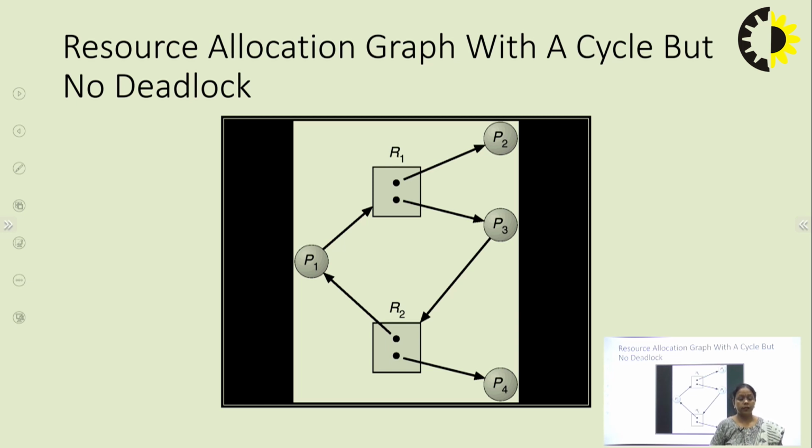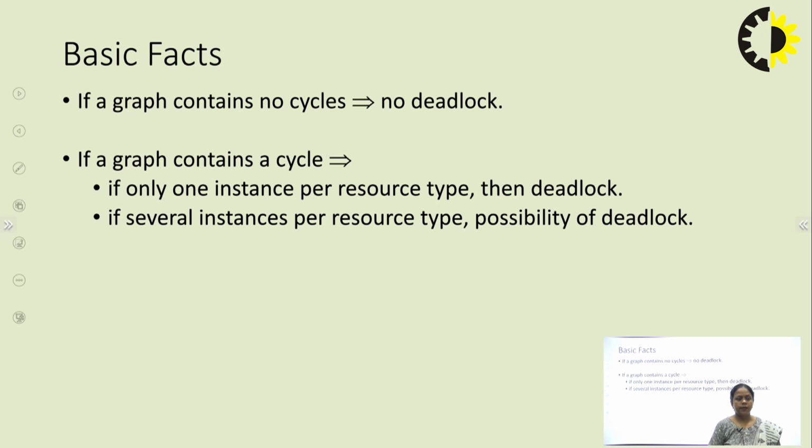So we can say that it is not certain that deadlock will occur if there is a cycle in the resource allocation graph. Now, in which case can we say deadlock will occur or will not occur? You can see here, if a graph contains no cycle, it means no deadlock. But if a graph contains a cycle, then there can be 2 conditions here.